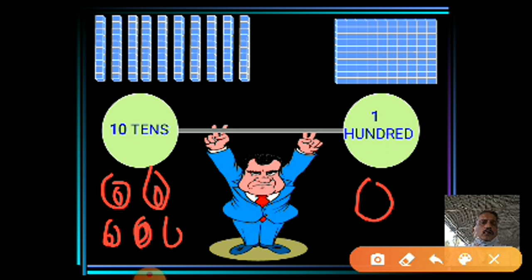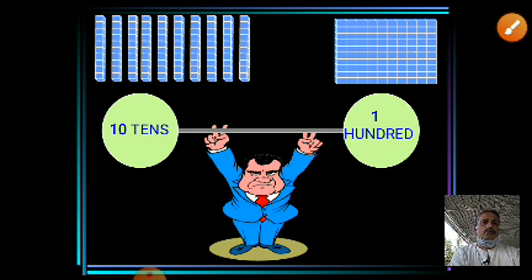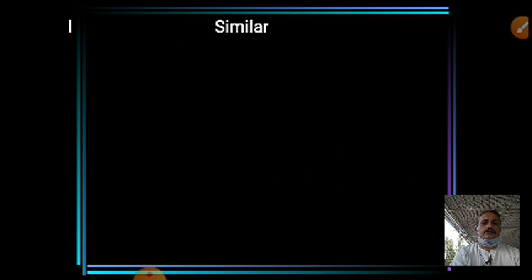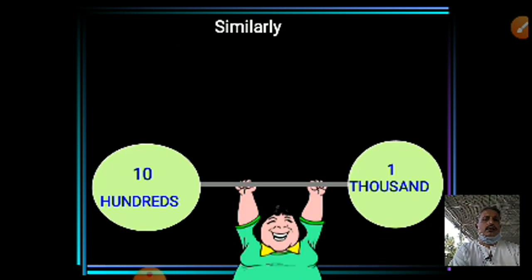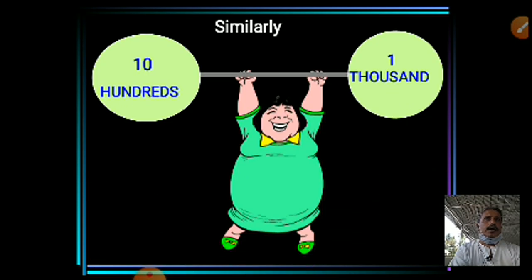So, you get a little more idea regarding this one. So, both weights are balanced. Good. So, we can say 10 tens is equal to 100. Let's move. Similarly, we can say 10 hundreds makes a 1000.